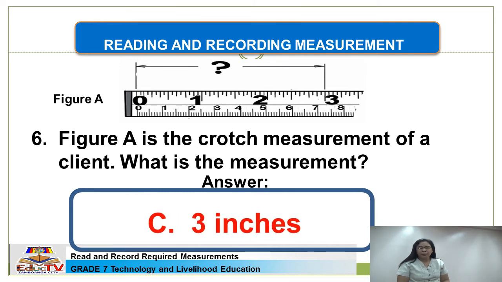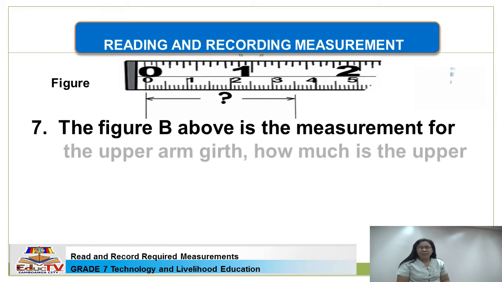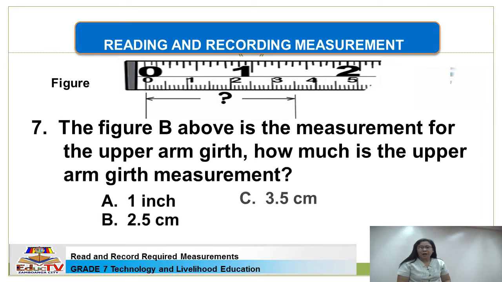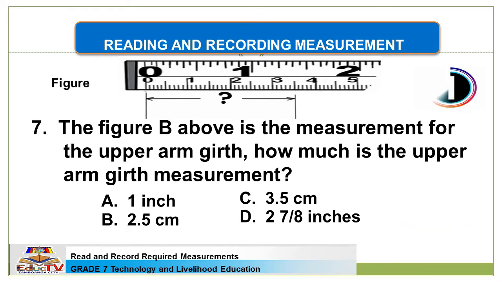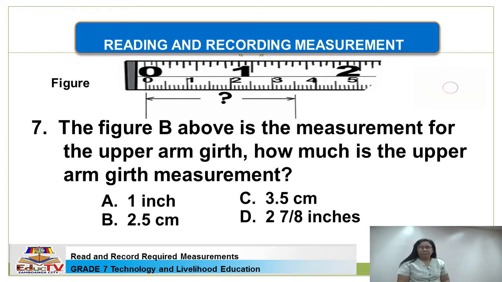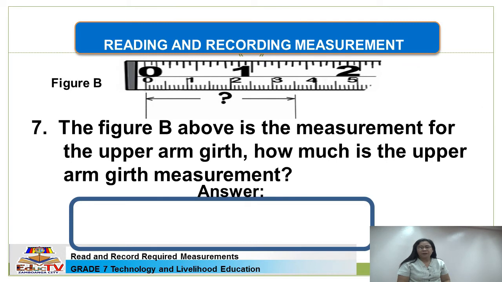Now, for question number 7, figure B above is the measurement for the upper arm girth. How much is the upper arm girth measurement? A, 1 inch. B, 2.5 centimeters. Letter C, 3.5 centimeters. Letter D, 2.78 inches. Very good! The correct answer is 3.5 centimeters.